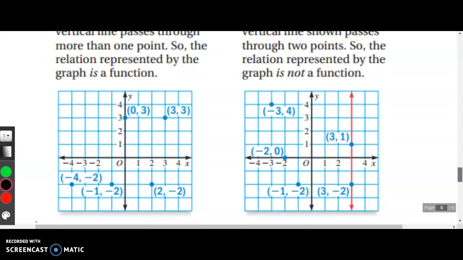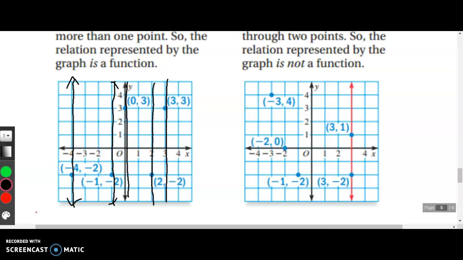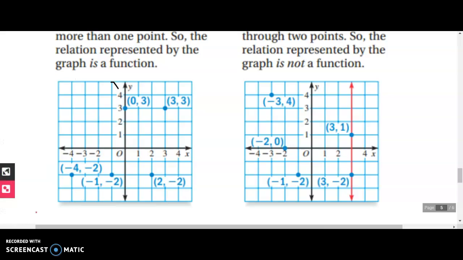Okay? So if we look at these two graphs, this has no point that touches more than one. Therefore, there's no repeating x value. Same here, no repeating x value. Same here, no repeating x value. No repeating x value, and no repeating x value. Therefore, we don't have any repeating x value, and this is a function.